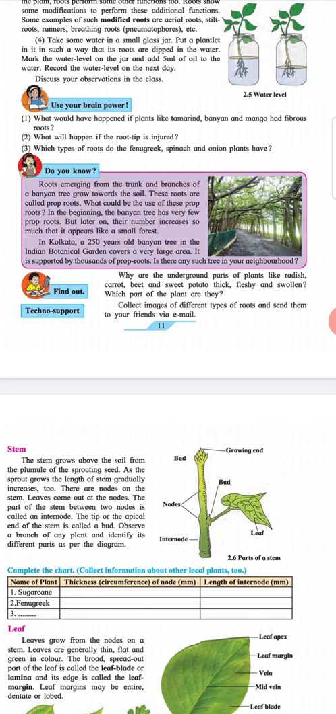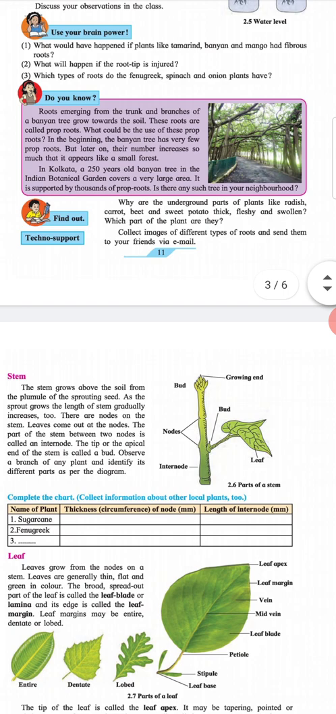Box: Do you know? Roots emerging from the trunks and branches of a banyan tree grow towards the soil. These roots are called prop roots. What could be the use of these prop roots? In the beginning, the banyan tree has very few prop roots, but later on the number increases so much that it appears like a small forest. In Kolkata, a 250-year-old banyan tree in the Indian Botanical Garden covers a very large area. It is supported by thousands of prop roots. Is there any such tree in your neighborhood? Find out.